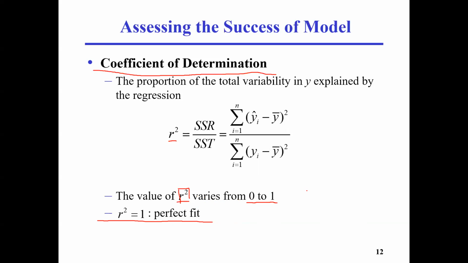If you have an R squared value of 0.8, it means that 80% of the variability of your dependent variable can be explained by this model, which is pretty good, right? 80%.